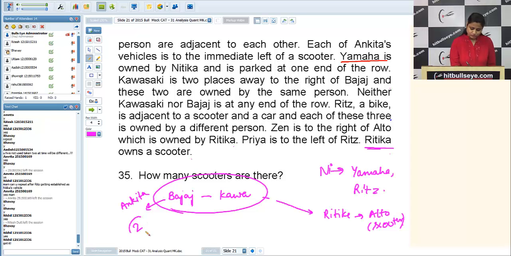So Ankita has 2 vehicles, Ritika will have 1 vehicle. Nitika, we have already deduced, has 4 vehicles. Now you can solve it. You got that? It was very difficult to explain because we had less space and I needed the data too. Okay guys, that was the set. I think I have explained everything correctly and with patience. Is it okay guys?